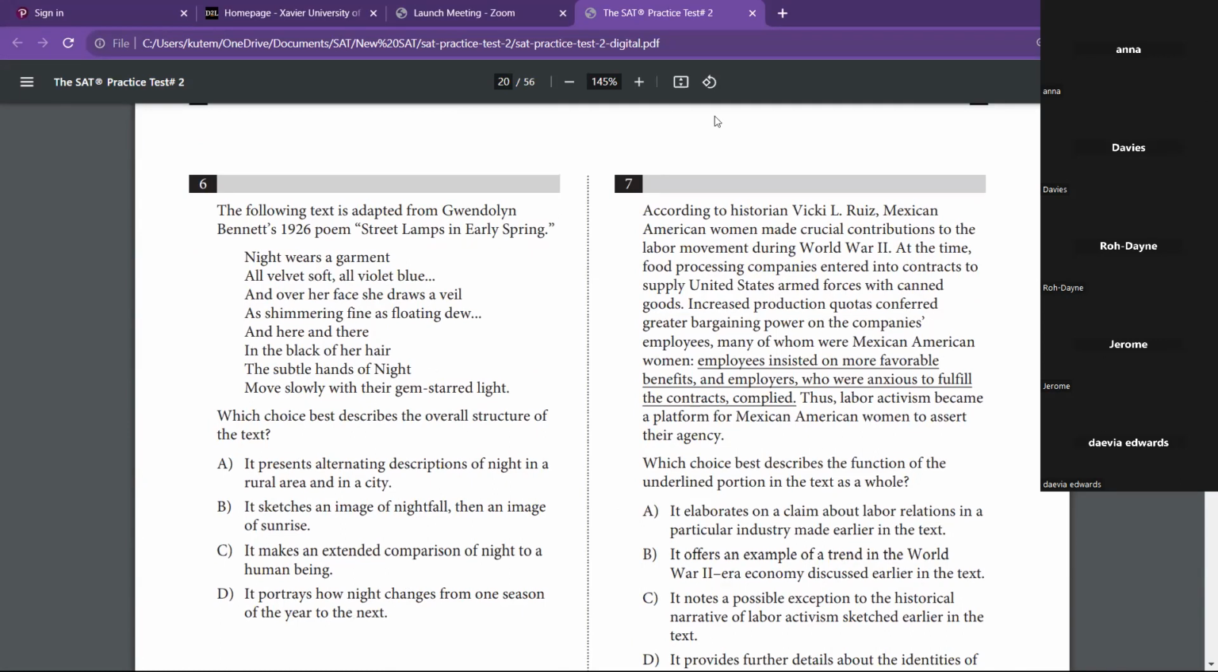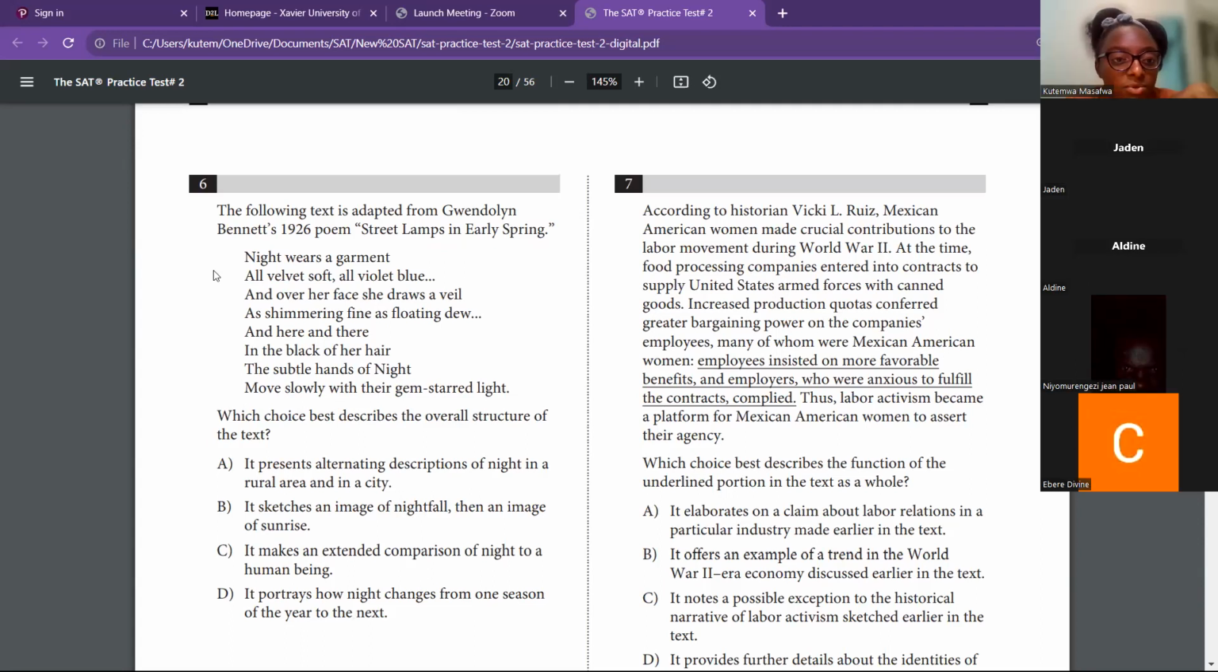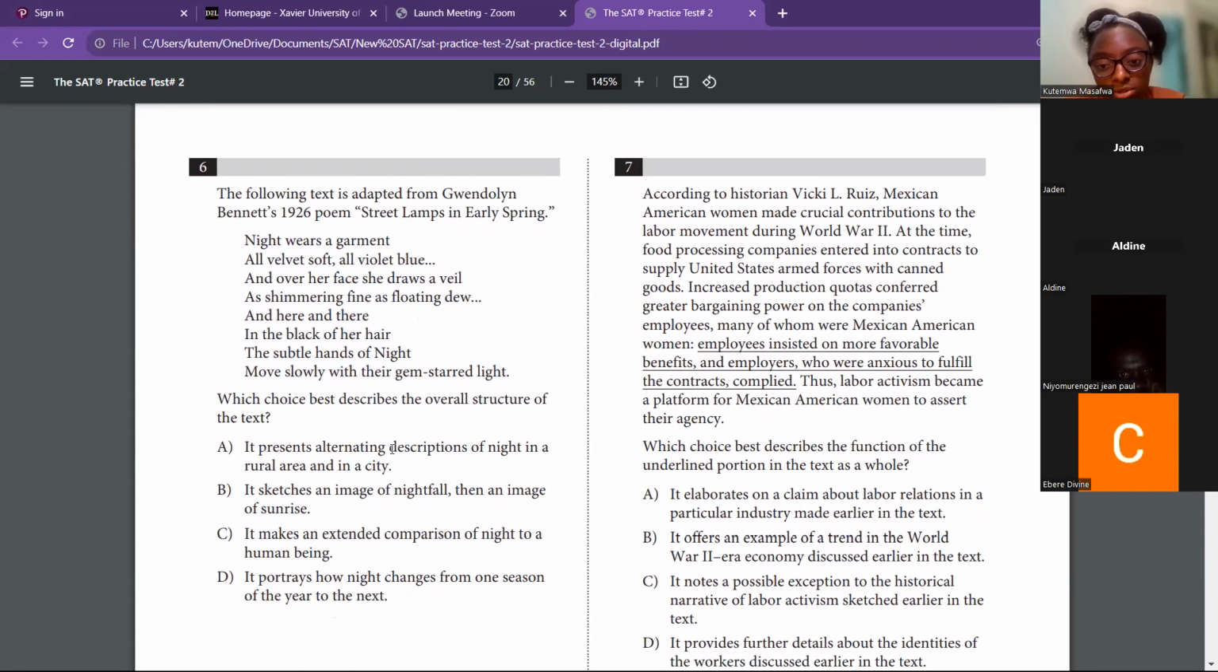So I mentioned that literature passages are different. In this case, this is like a poem, and so it won't really have a main idea, but you could still summarize. Remember I said the main idea is a summary sentence. So when they ask you about the overall structure, they're asking you about the main idea. Like how would you summarize this into one sentence?